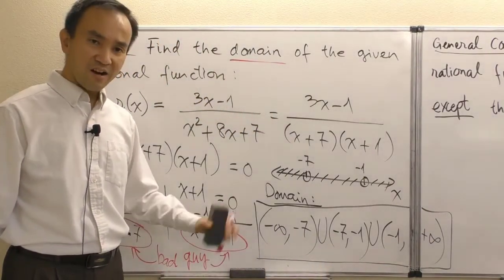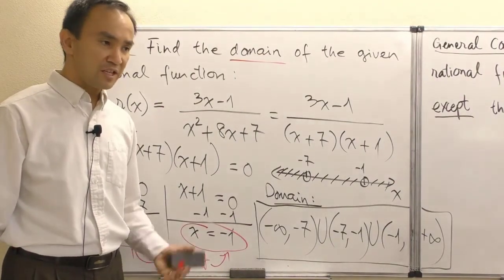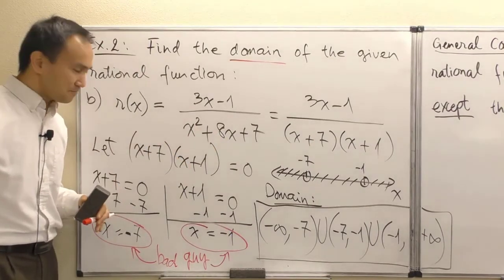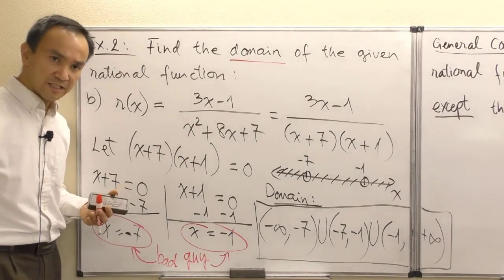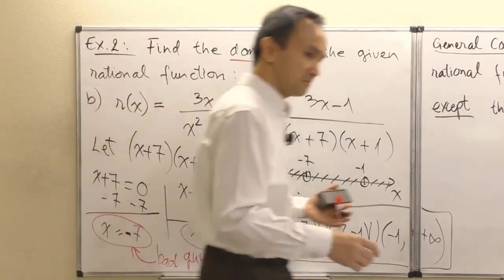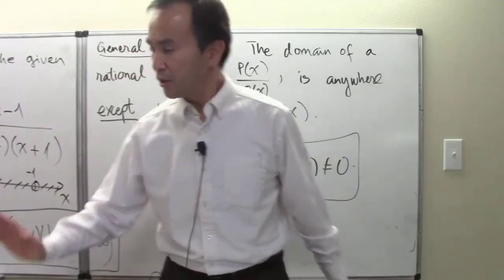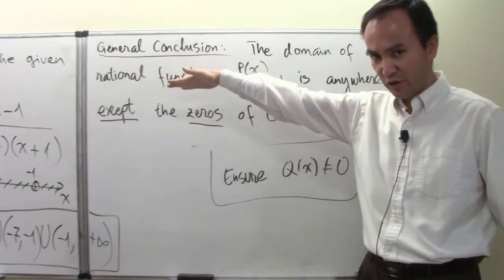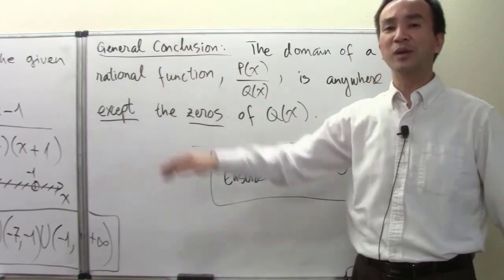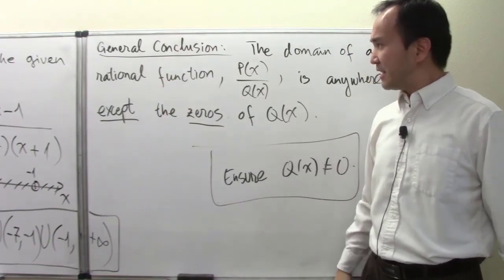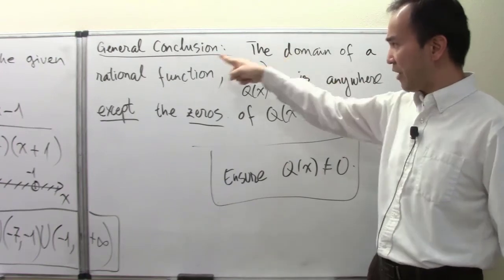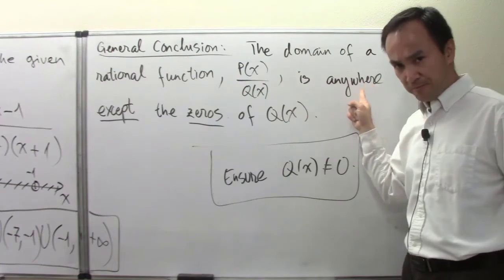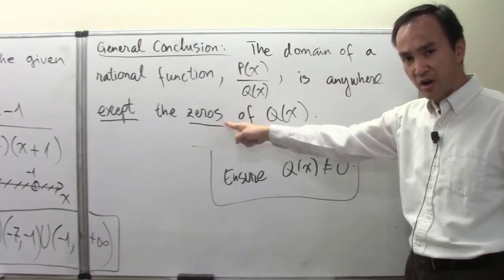All right, and that is how I have solved that particular problem in terms of finding the domain of that rational function. Let's now look at another example. Once again, this general conclusion I brought up is extremely important. I've been using it twice throughout the example problems. So once again, I emphasize the domain of a rational function in the form p of x over q of x is simply anywhere except the zeros of q of x.